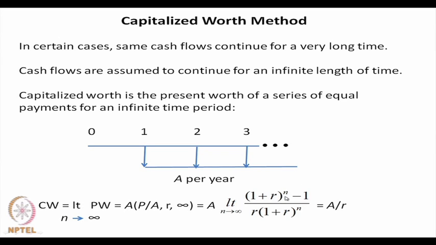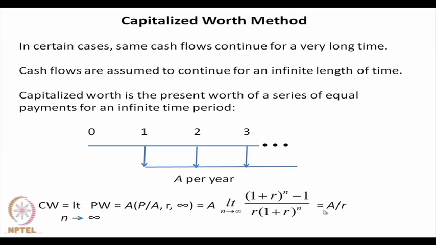If it was n, then the formula is (1 plus r) to the power n minus 1, divided by r into (1 plus r) to the power n. Now, if n tends to infinity, it can be shown that this is equal to A divided by r. This quantity is 1 upon r, which can be taken out, and this is 1 minus 1 divided by this; as n tends to infinity, this quantity becomes 0. So, this becomes 1 by r. Therefore, this is A into 1 by r, equal to A by r.